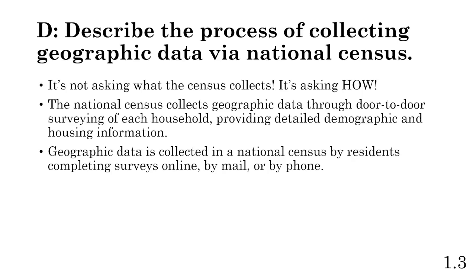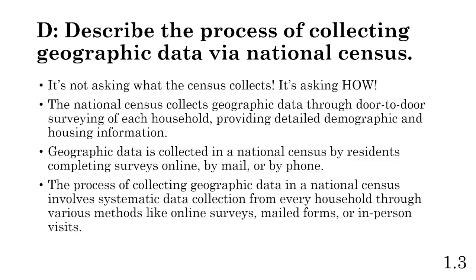You could have said geographic data is collected in a national census by residents completing surveys online, by mail, or by phone. This is something the United States did with the 2020 census. It was the first census that they've done where they didn't do door-to-door surveying of the household. And then you could have just said something a little more inclusive of both of these first two responses. The process of collecting data through a national census involves collection through every household, which is important. You need to say the households, or every resident, or just residents, something like that, through various methods like online surveying, mailed forms, or in-person visits.